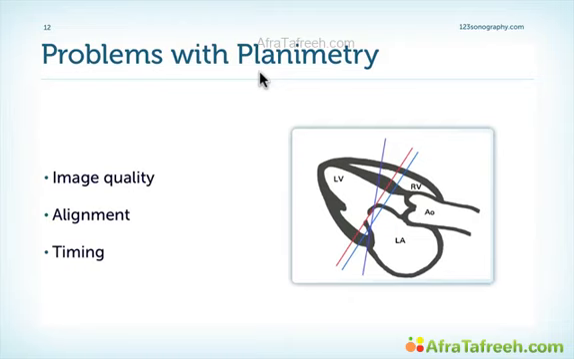In summary, what are the problems with planimetry? First of all, you need good image quality. You can't perform it in patients where you can't really see the mitral valve. Alignment, we talked about that already. You have to really be at the tip of the leaflets. Oblique views lead to overestimation of mitral valve area. Timing, you have to choose a frame which lies exactly at the moment when the mitral valve is at its greatest opening, in other words, at early diastole.